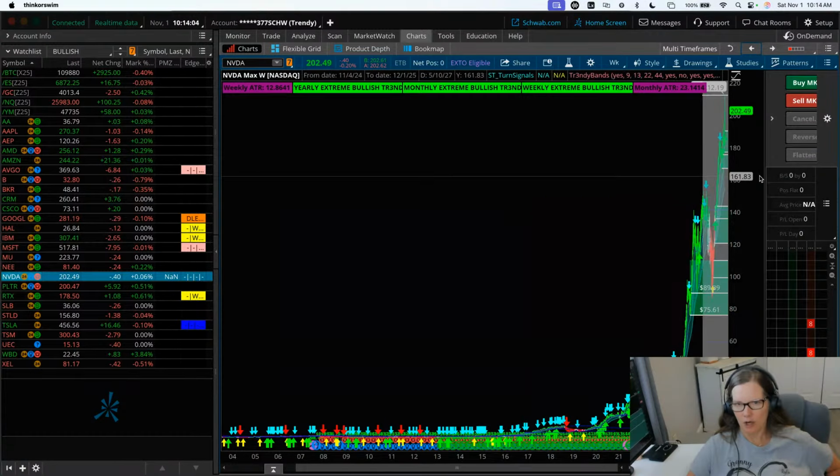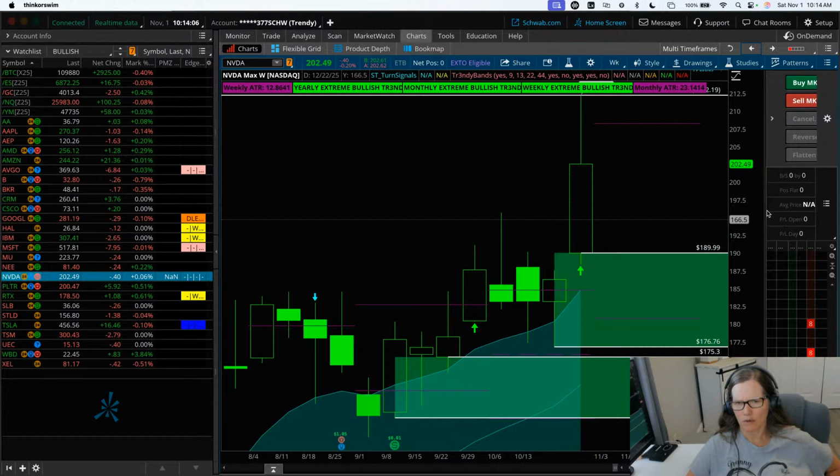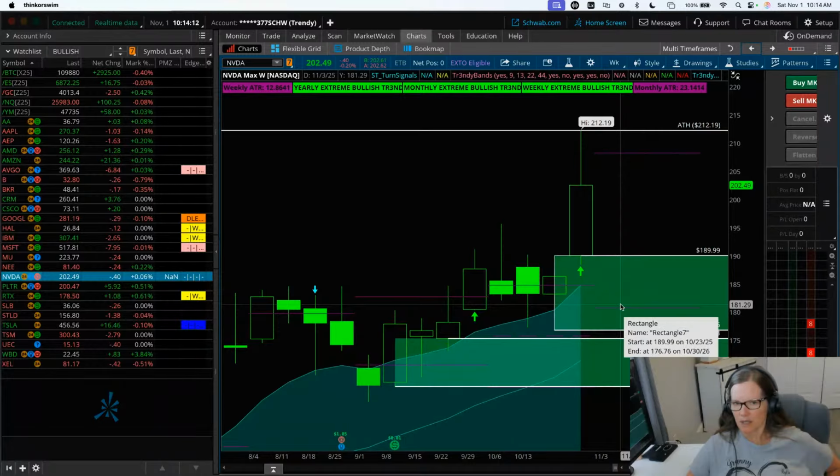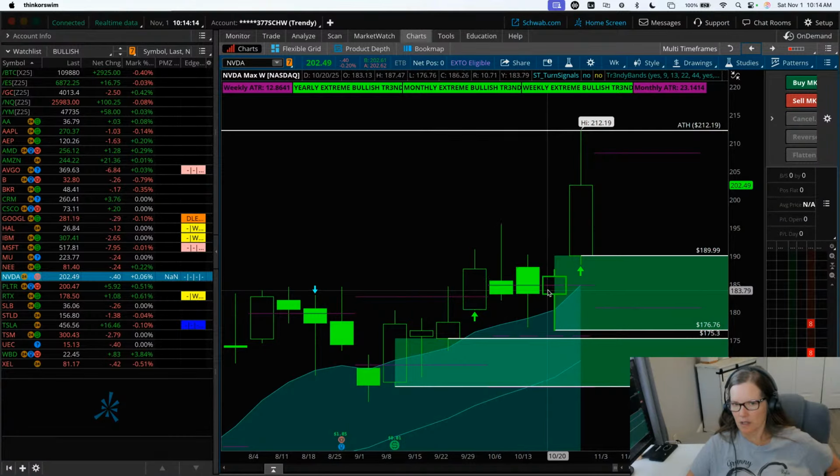All right, let's look at NVIDIA real quick. Here's the weekly chart of NVIDIA. Beautiful. Beautiful. Inside and up, we created a buy zone in here. These are actually inside, inside, inside. Ooh, a lot of consolidating. Big, powerful move up. Okay.